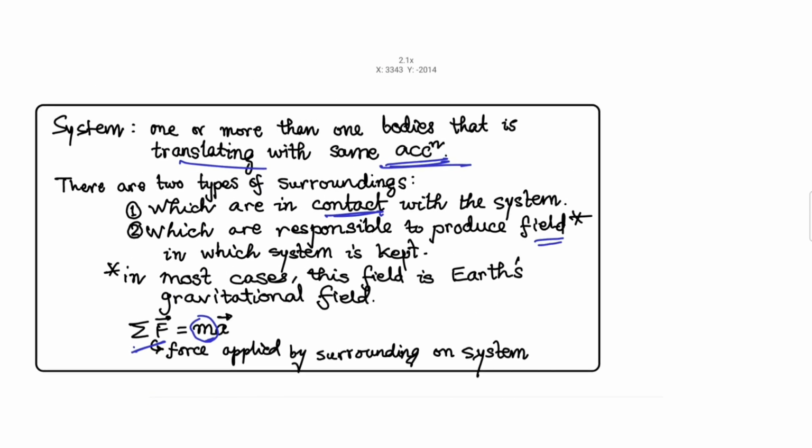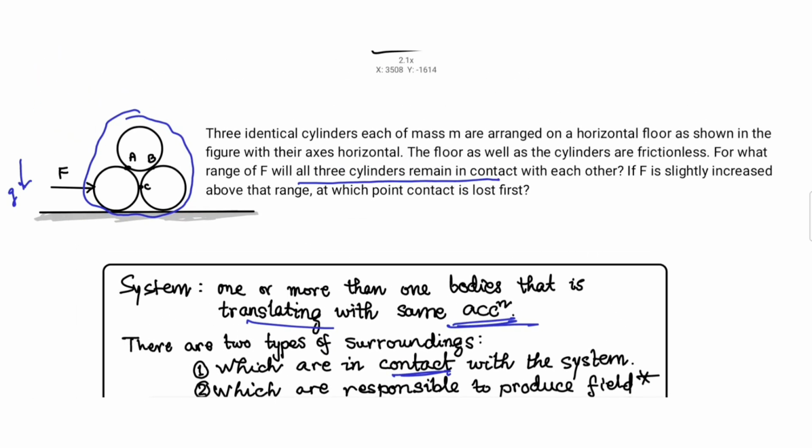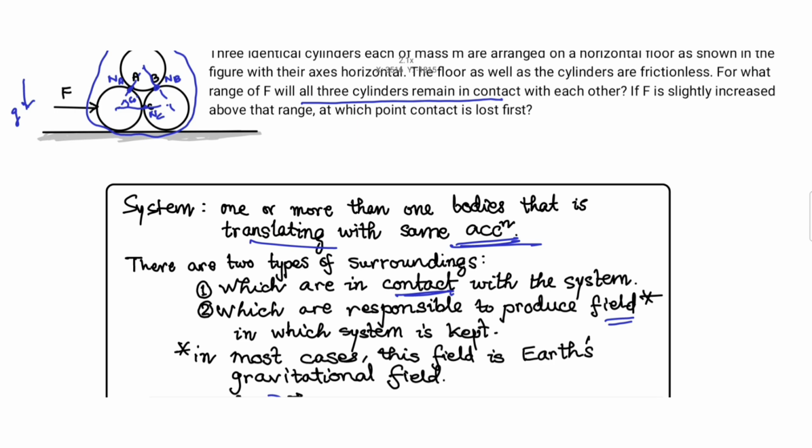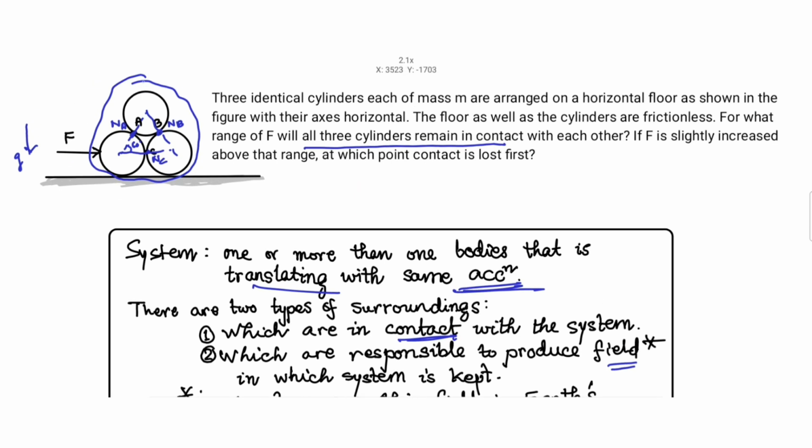Now, if I consider the normal reaction at this point is NA, here it is NB, and here it is NC. Normal reaction is a push sort of force, and it will act along the common normal. So the common normal is obviously the line joining the centers. And due to symmetry, you can see that this angle is 60 degree, as the three cylinders are identical in shape.